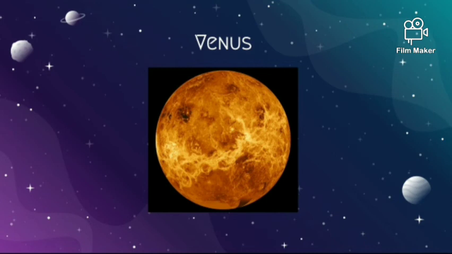Venus is the second planet in the solar system. Like Mercury, it has no natural satellites. It's a rocky terrestrial planet. It currently has no liquid water, and its surface conditions are considered incompatible with known life.